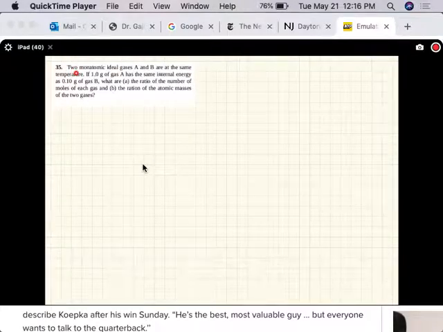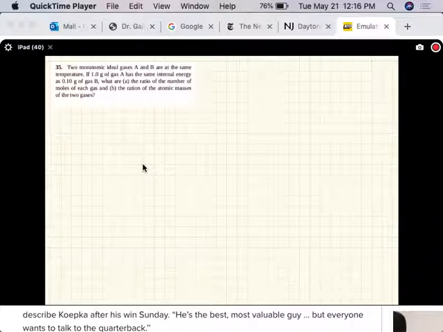Okay, this problem says two monoatomic ideal gases A and B are at the same temperature. So if they're at the same temperature, that means the kinetic energy per molecule is the same. If 1 gram of gas A has the same internal energy as 0.1 gram of gas B, what are the ratio of the number of moles of each gas and the ratio of the atomic masses of the two gases?